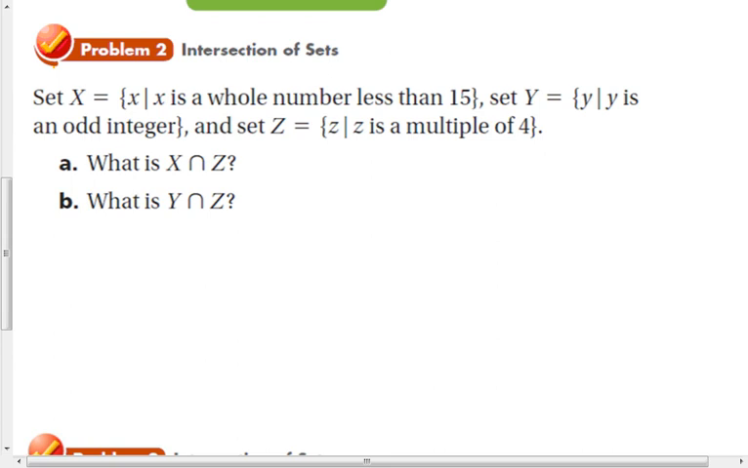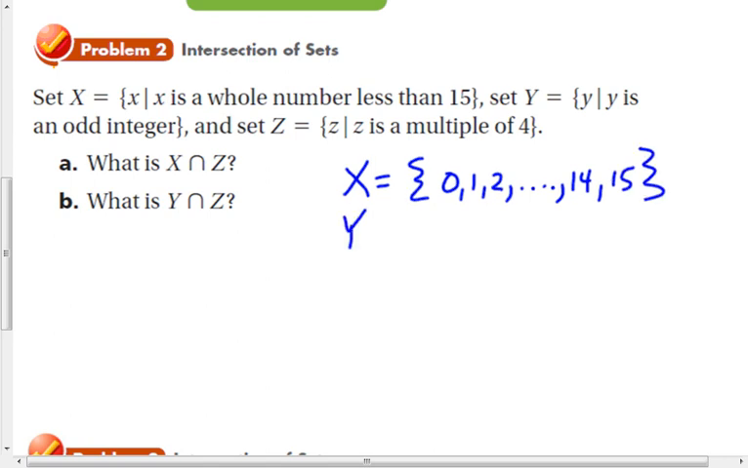It says set X is whole numbers less than 15. So I'm just going to write those out so you can look at those, although there's a lot of them. So X equals, and I'm just going to do it in roster form here. Whole numbers less than 15. Whole numbers start at 0, so 0, 1, 2, and they keep going up to 15. So all of those.